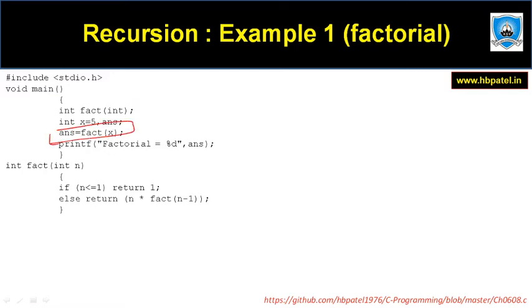That means I'm calling the fact function with x as argument. So x is nothing but 5. So that 5 is thrown as an argument to the function. So now this n becomes 5. So now n is 5.